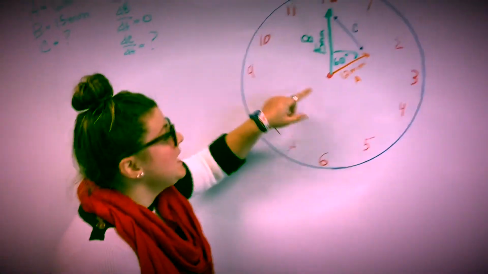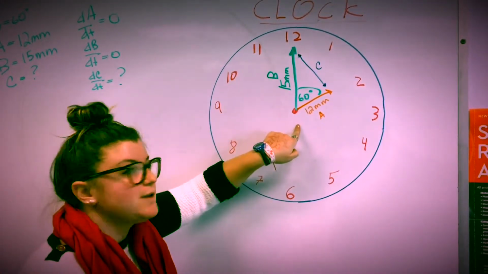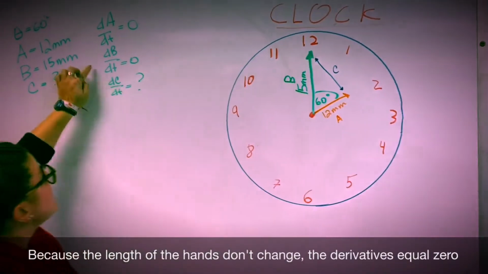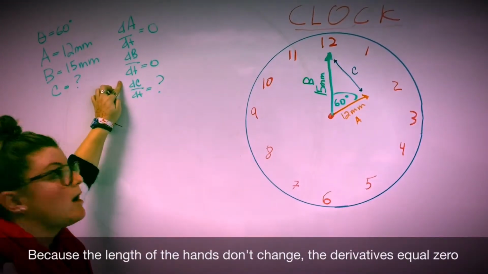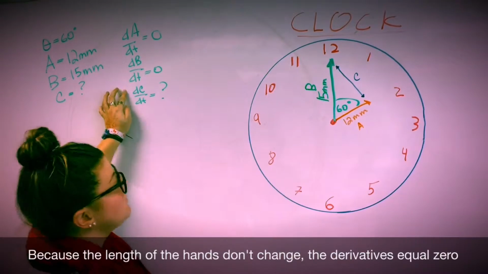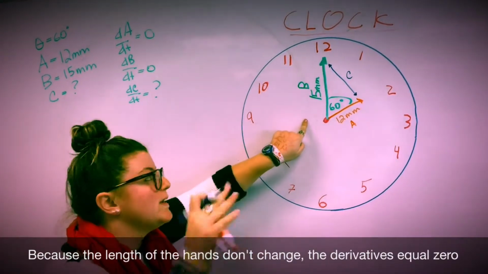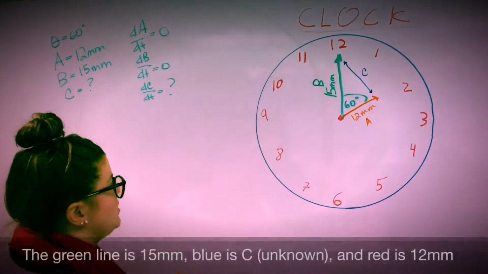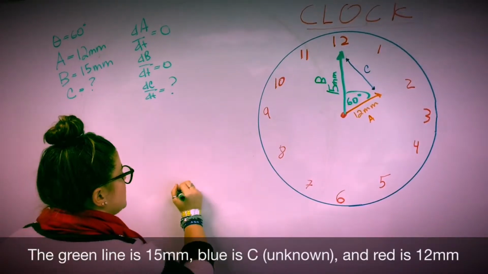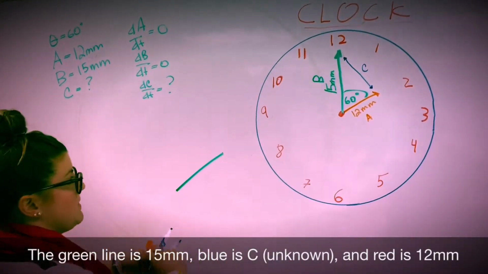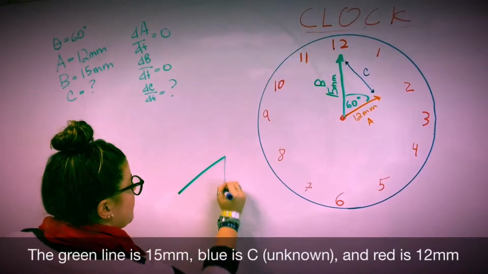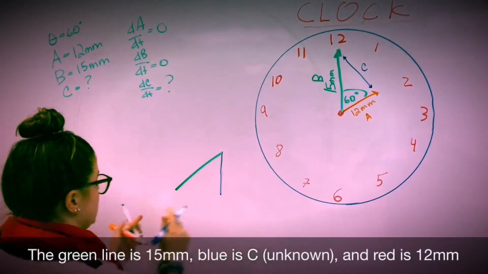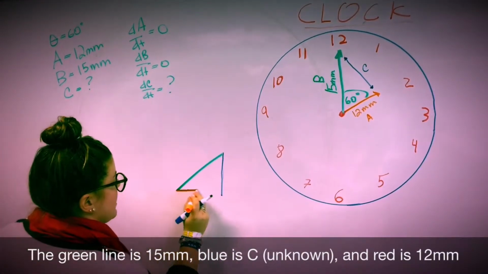The minute hand and the hour hand are constant values, so they're not going to change. So dA/dt and dB/dt are going to stay constant, so 0. What we're solving for is dC/dt, the rate at which it changes. So just to redraw the triangle that we're solving for, it looks something like this. That is the minute hand. We're solving for C, and then that is the hour hand.